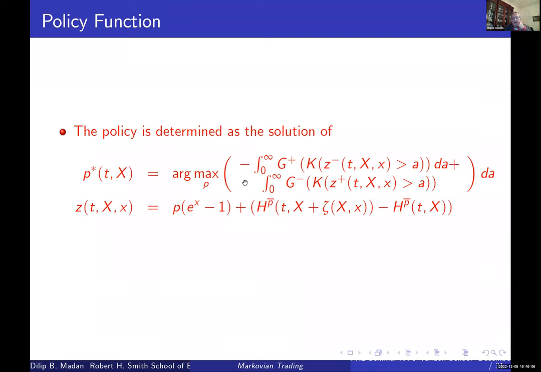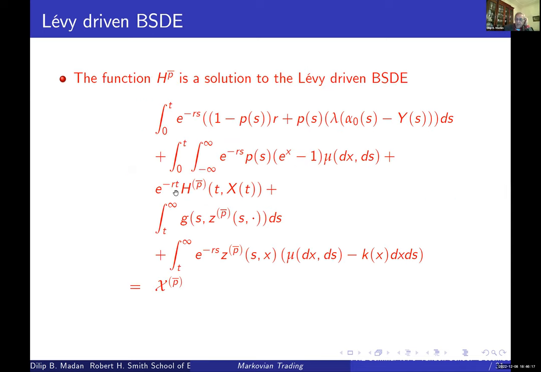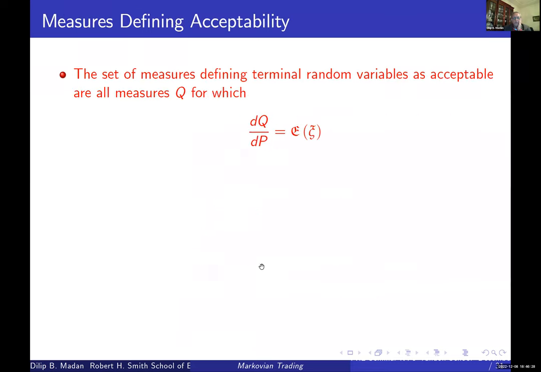So that's what you're doing to find your P once you have your H function. So you have to do some work to find the H, but once you have the H, this is what you do to find the P. And this is technicalities about the H function, which is a solution to the BSDE, which we talked about earlier.